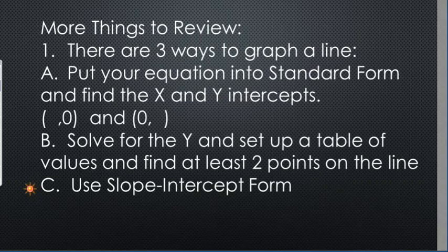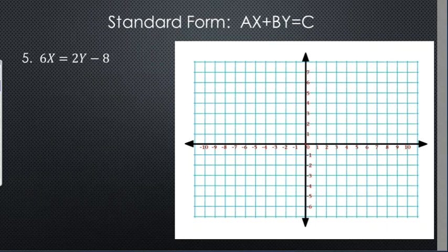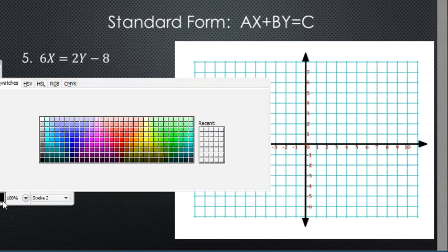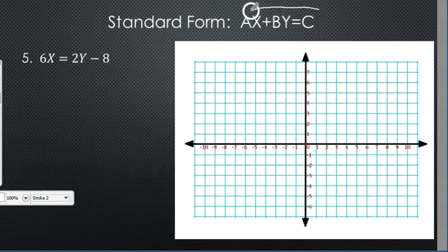Let me give you an example of each of these 3 ways to graph a line. So if we want to graph a line using standard form, remember our standard form is a times x plus b times y equals c. So if we're going to graph a line using the x and y intercepts, we put our equation into standard form, which is this form right here. And then we find the x-intercept and the y-intercept. That gives us 2 points that are on the line that we can then graph.